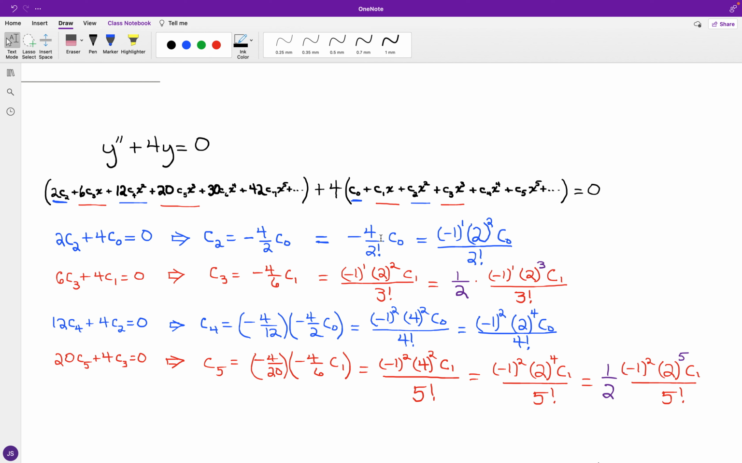Negative 4, remember, is the square of 2. Writing negative 4 with the exponential base 2, we can say that negative 4 is negative 1 to the first times the square of 2, so c sub 2 is that times c naught over 2 factorial. And now with c sub 3, again we have the negative 4, which is negative 1 to the first times the square of 2.